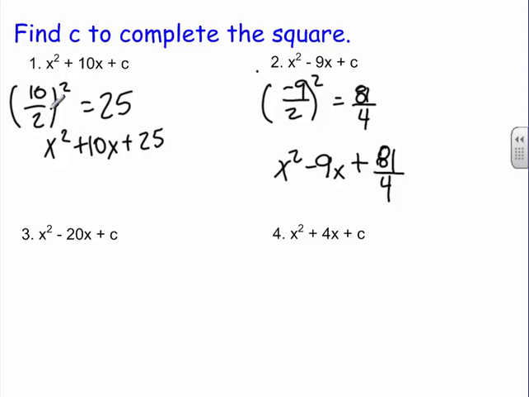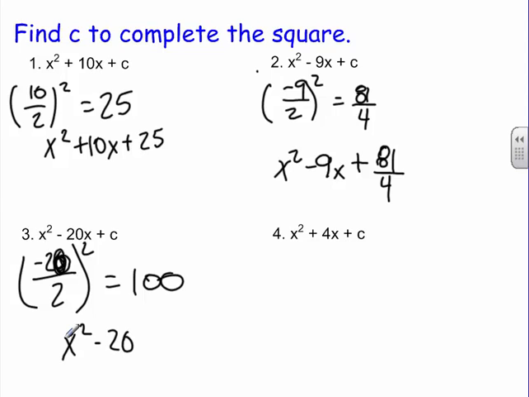Alright, well, hopefully all you did wrong was take positive 20 instead of negative 20. So negative 20 divided by 2, and I'm going to square that. Negative 20 divided by 2 is negative 10. Negative 10 squared is 100. So this is x squared minus 20x plus 100. Next one, try it again. Nice and easy one here for you. So hit pause, try it out, and hopefully you get it this time.